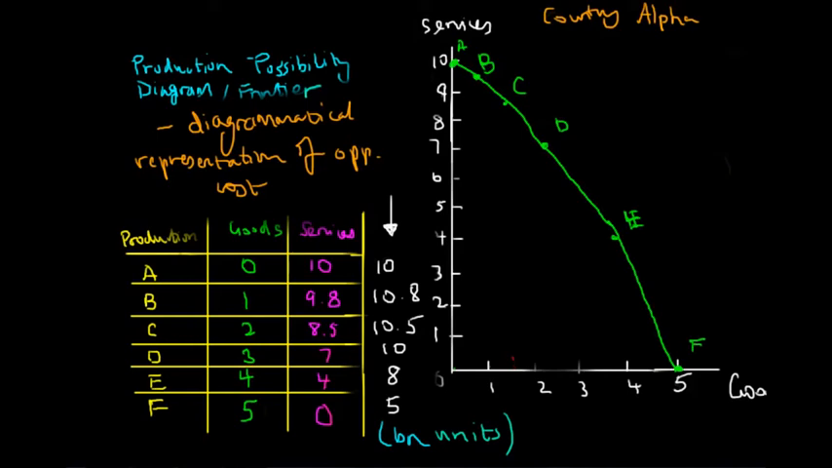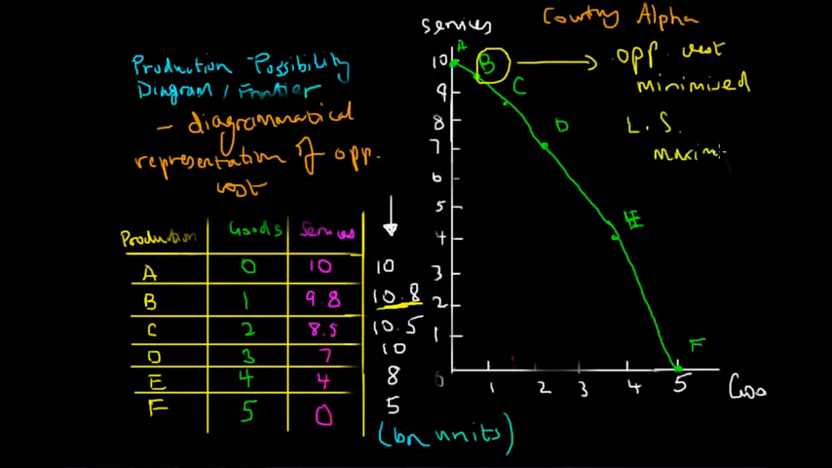And as you can see, at point B, they derive the most pleasure. So here, at this point B, opportunity cost is minimized and living standards are maximized. So for economists to look at this production possibility frontier, they're going to look at point B and they're going to say, okay, this country should produce 1 billion units of goods and 9.8 billion units of services.